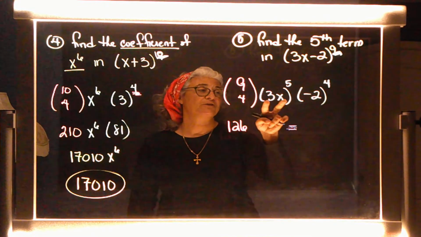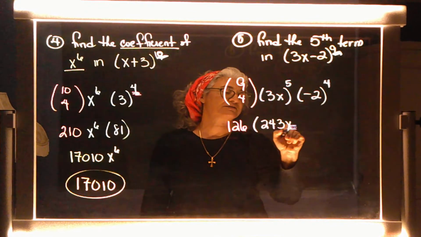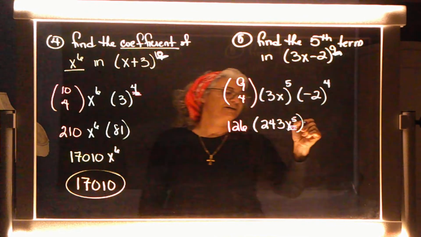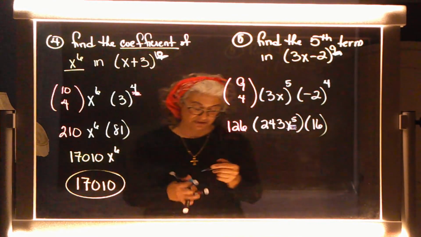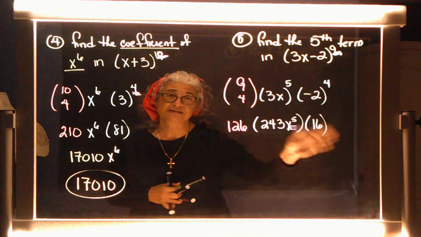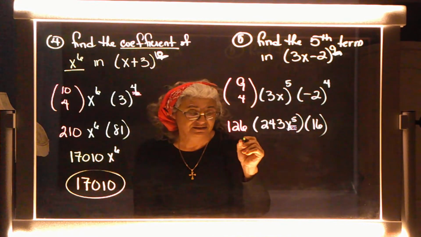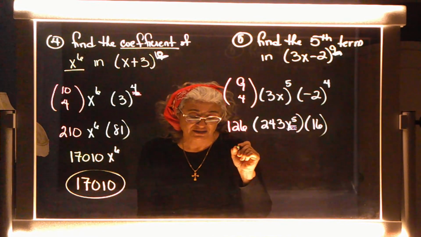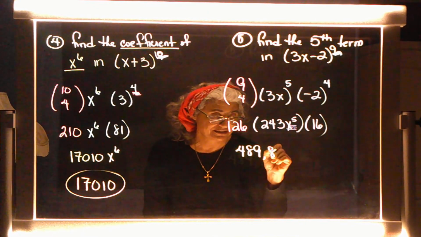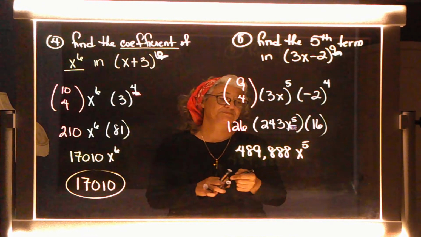And now I need to figure out 3x to the power of 5. Good, 243 x to the power of 5. And then negative 2 to the power of 4. Good, that's a positive 16. Well, this looks lovely, doesn't it? Okay, so when I multiply all this together, 126 times 243 times 16. Yeah, if you got a large number, so did I. I got 489,888 x to the power of 5.